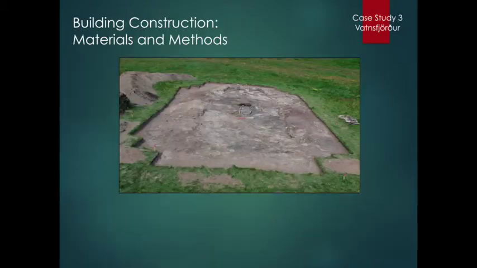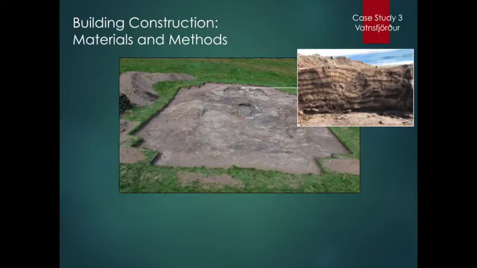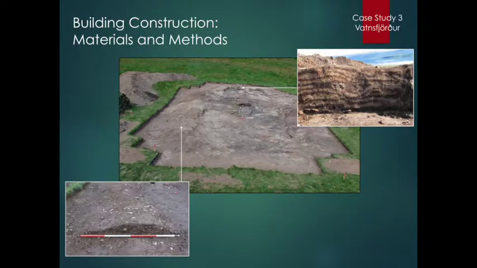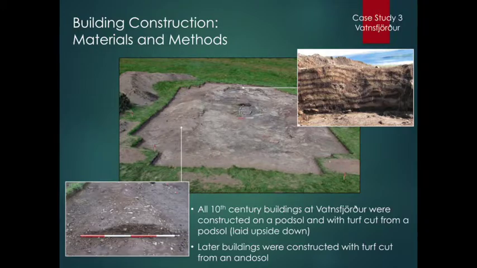Then there's the building construction materials themselves and the methods for constructing the house. So this is the longhouse at Vatnsfjörður. And what you can see is that the walls were constructed of this podsol turf. You can see that it was laid upside down, okay, because of the order of the soil horizons. So you would normally have the black soil at the top, right? Then the eluviated horizon, which is white or gray, and then the reddish B horizon down below. That's the typical sequence for a podsol. And here they're all reversed.